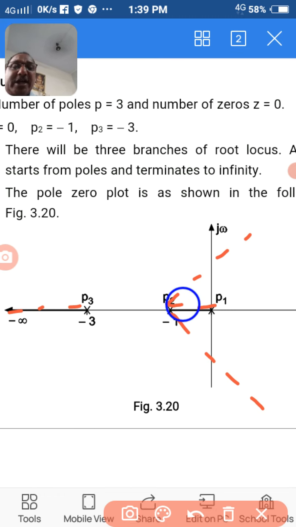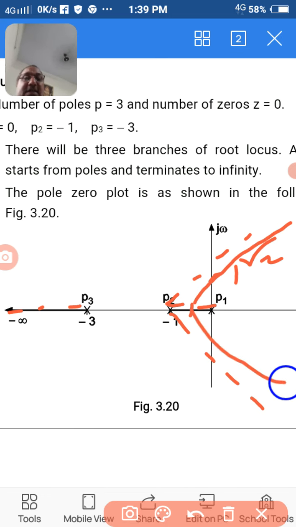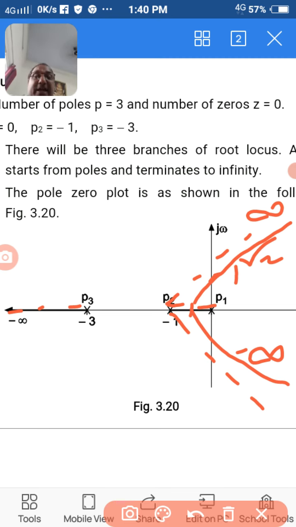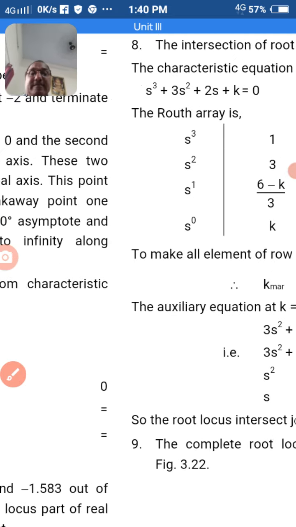Now P1 starts from 0 and ends at -0.41, that is the breakaway point, and P2 starts from -1 and goes up to -0.41. Here there will be a breakaway point at -0.41. Again there will be j root 2, and so we will plot like this, j root 2 up to infinity, -infinity. This is the complete root locus technique.